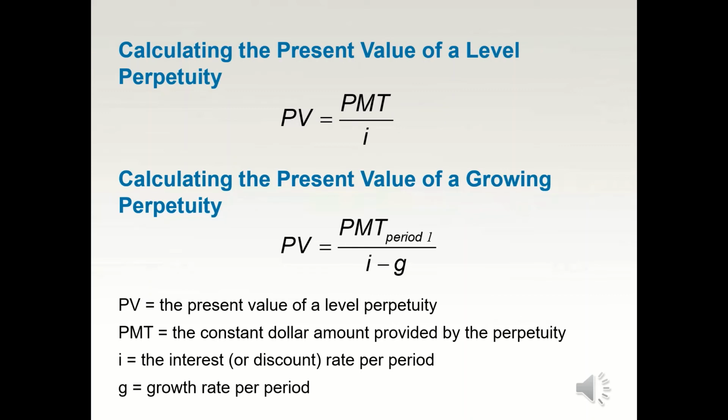For a growing perpetuity, we take the payment at period 1 and we divide it by interest minus the growth factor. So the only trick here is to make sure you've identified the payment at period 1.